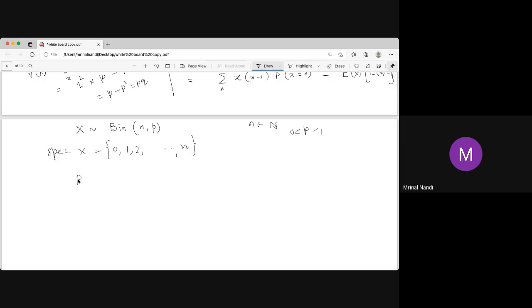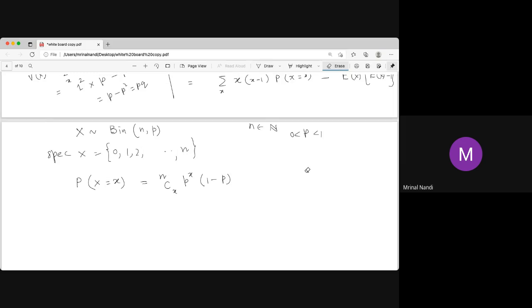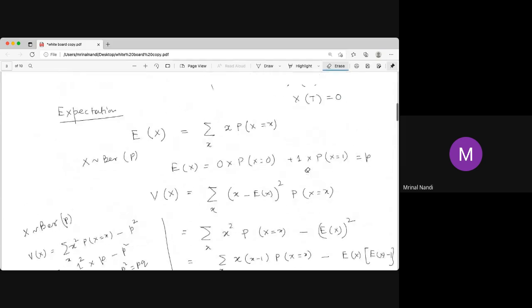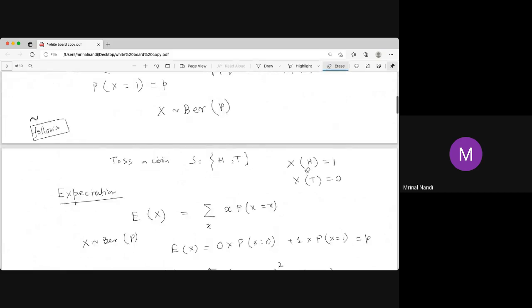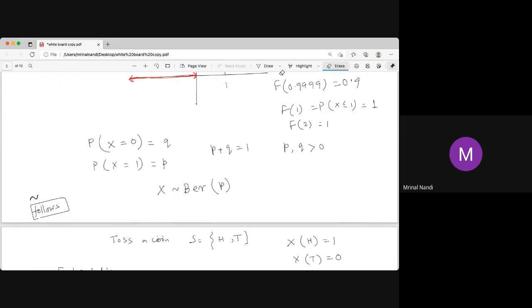Now, what is the probability of X equal to, say, r, or X equal to x? It's just nCx p to the power x and (1 minus p) to the power n minus x. By the way, we have to slightly modify this. For the Bernoulli, we should say one more thing. We should say the probability of X equal to x is 0 if x does not belong to 0 and 1. Other than 0 and 1, say the probability of X equal to 2, this is 0. The probability of X equal to 5, this is 0.